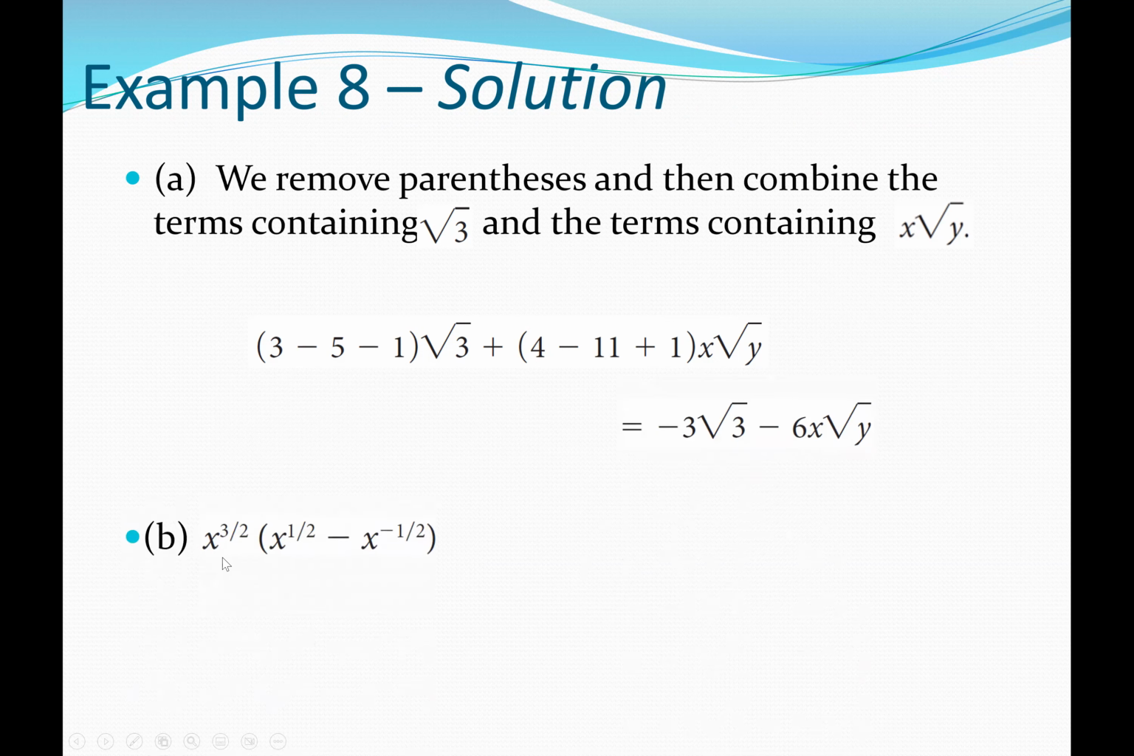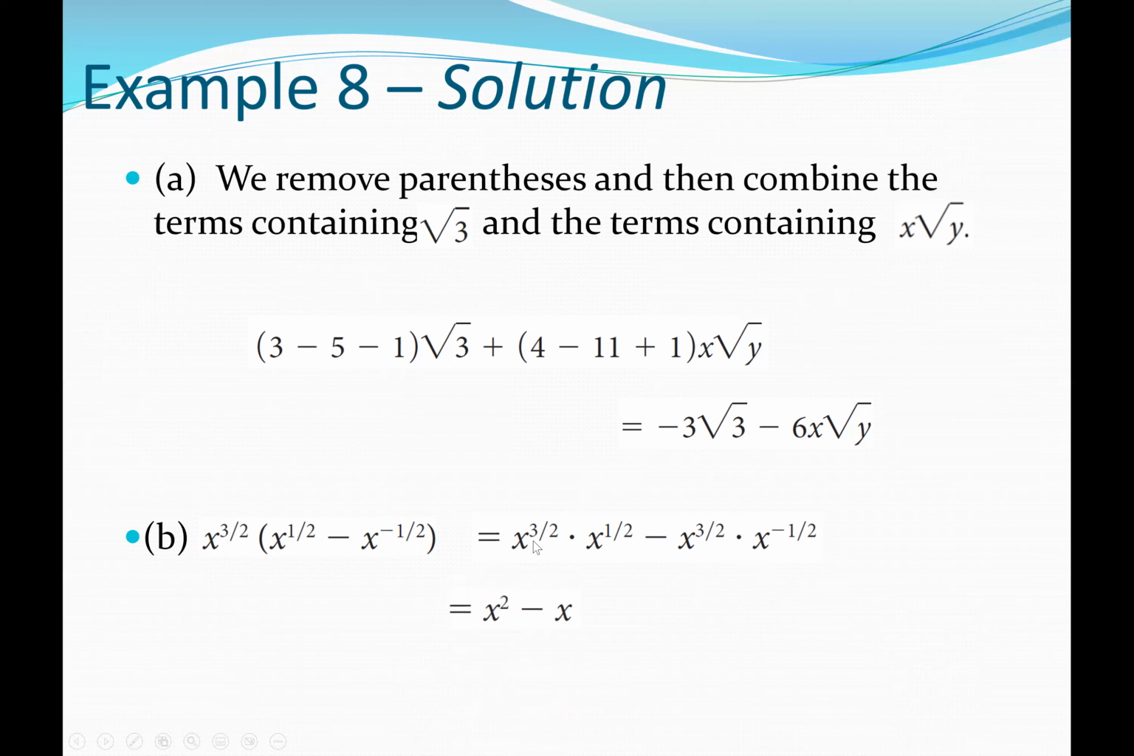Now, the second question, we can see that we have x to the power 3 by 2 times x to the power half minus x to the power negative half. So the best way to solve this problem is to multiply x to the power 3 by 2 with the two terms. So this will give us x to the power 3 by 2 times x to the power half minus x to the power 3 by 2 times x to the power negative half.